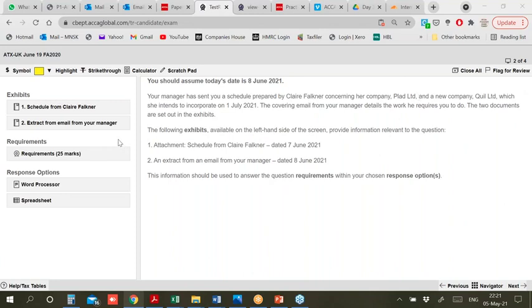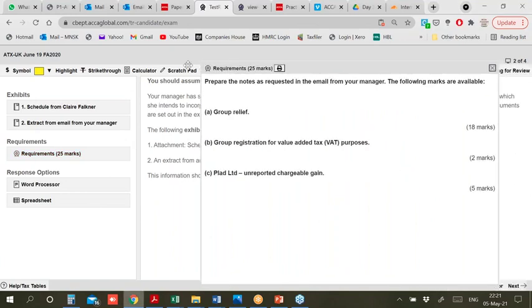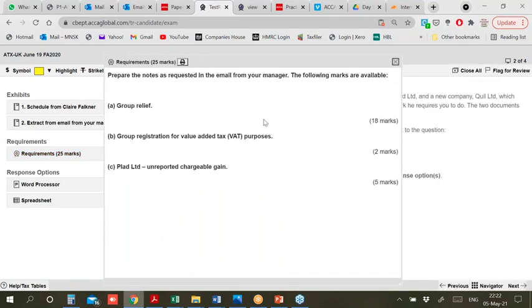Okay, now let's read the requirement first. These are only the split of the marking scheme. The biggest chunk goes to requirement A, that is 18 marks, group relief. Group relief means what I normally call a 75% loss relief group: if one company owns another company directly, then the direct ownership should be more than 75%, and if indirectly, then the effective holding should also be 75%.